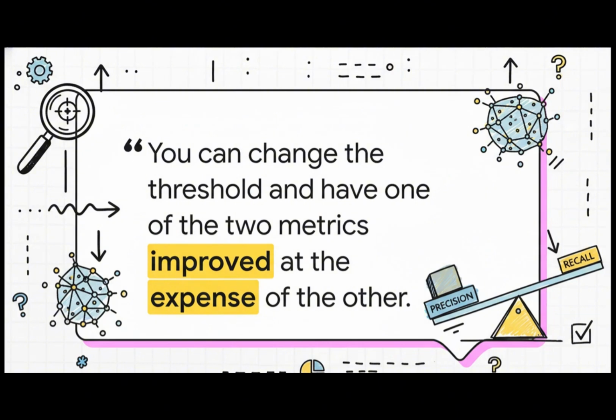If you try to make your model more precise, meaning you make it super cautious about flagging anything, it's probably going to miss a few things and your recall will go down. And if you tell it, "I want you to find everything," raising your recall, it's going to get a little trigger happy and start producing more false alarms, which hurts your precision.